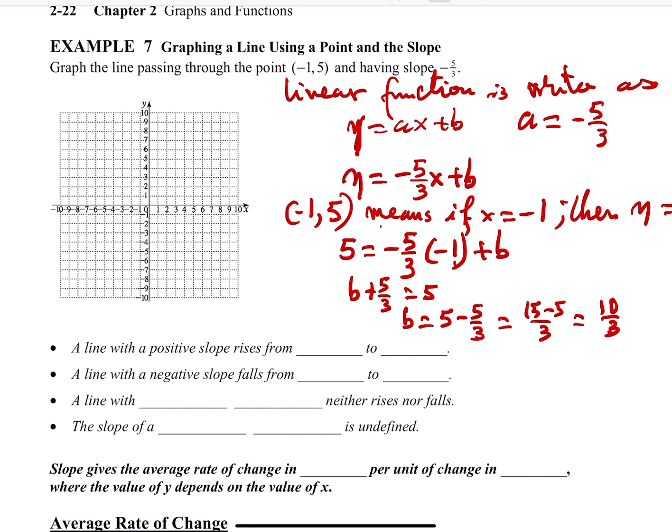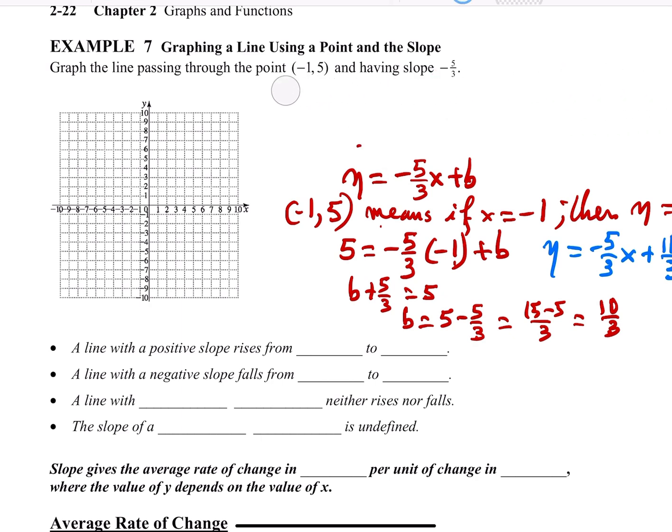So therefore, y, let me change the color. y is equal to negative 5 over 3 x plus 10 over 3. That's it. That's the equation I want to find. Follow me here.